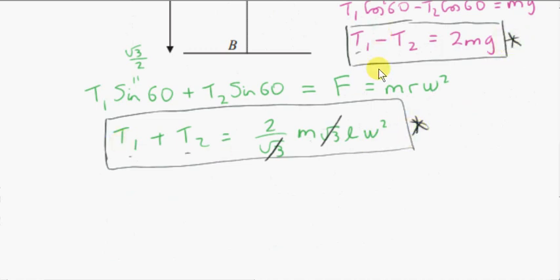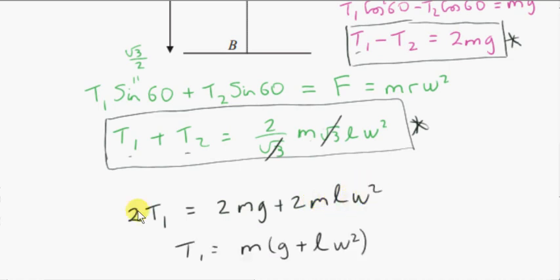Well, you can see that if you just add the left-hand sides together, the T2s will cancel out. So we'll get 2T1 on the left. Now add the right hand sides together. It's 2mg plus 2ml omega squared. Okay, so we can factorize m out of these terms. So now we have T1 in terms of m, l and omega squared.